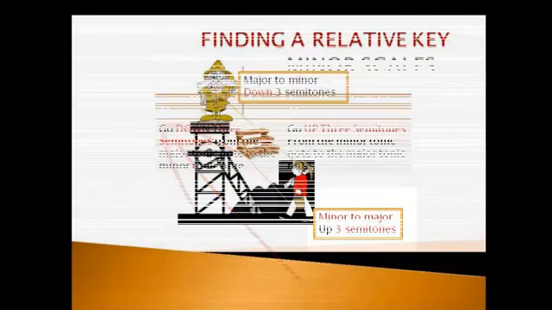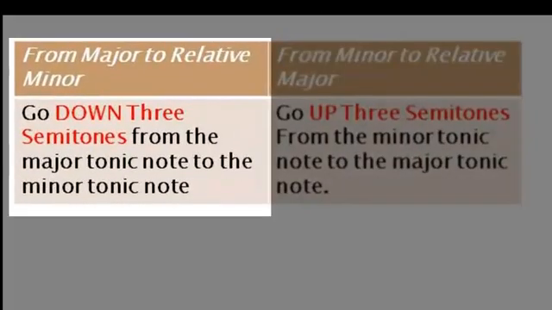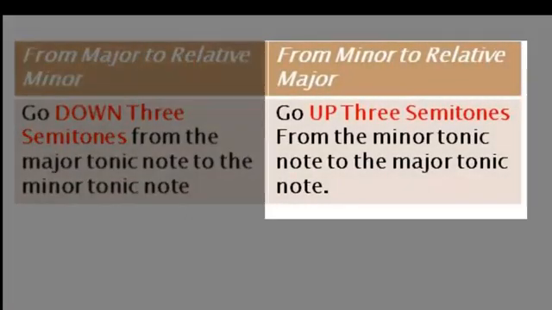When you're in the major key and want to find the relative minor, you're going to go down 3 semitones from the major tonic note to the minor tonic note. Down 3 semitones is the same as putting your 4th finger on the note and then playing all of the fingers. 4, 3, 2, 1 will give you your 3 semitones. If you're going from a minor to a relative major, you're going to go up 3 semitones.